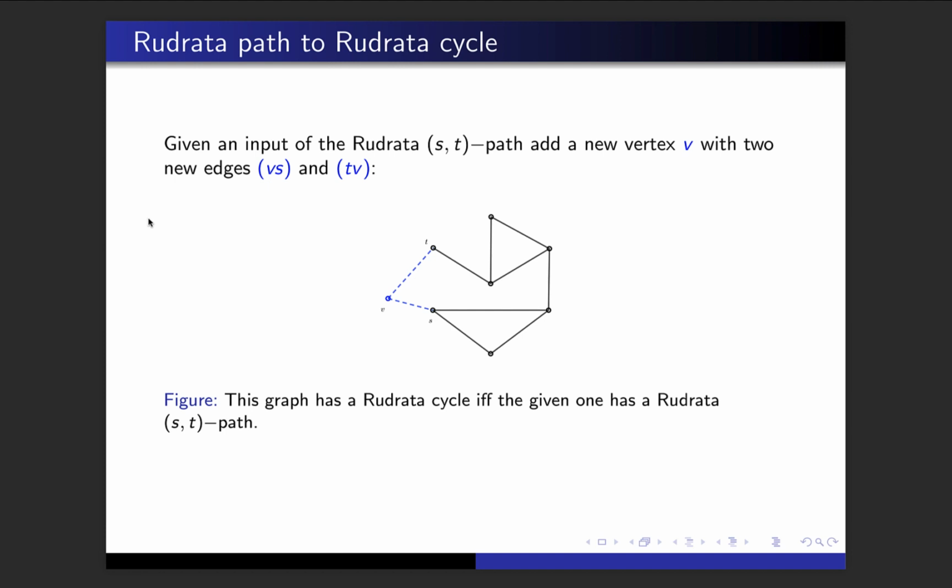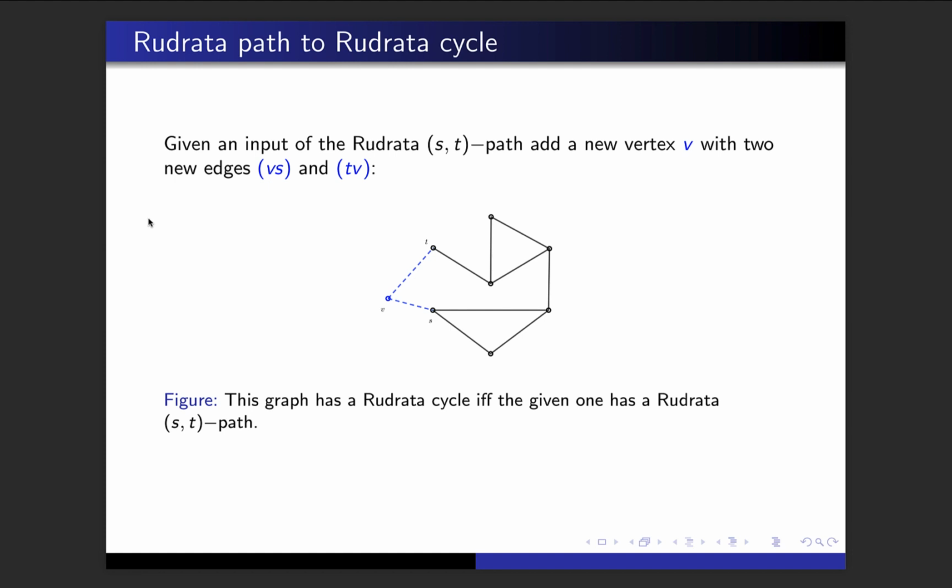Now, if there is a path from S to T traversing every single vertex, you can complete the cycle by traversing from T to V and from V to S. And this, of course, will visit every vertex in your new graph. So if the initial graph has a Rudrata path, the final graph will have a Rudrata cycle. And of course, vice versa.